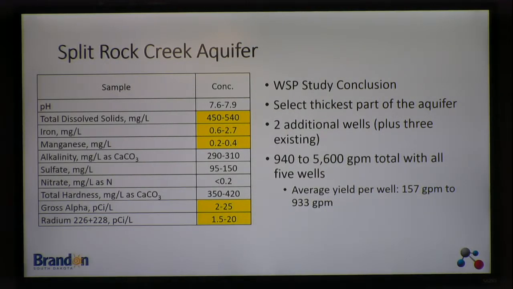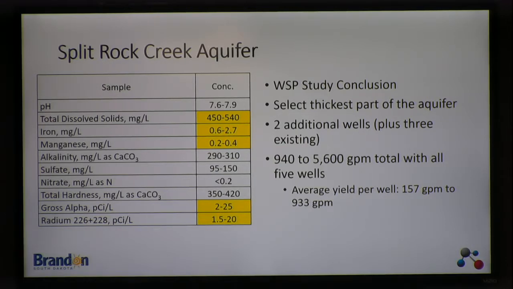Here's a summary of the water quality. Dissolved solids around 500. A little more iron than what you'd see in the Big Sioux, at least in the data that they provided. Manganese about in the same range. The hardness is in the 250 to 420 range, so about 400. But we also add radionuclide information because it's present in that aquifer, ranging between 2 and 25 picocuries per liter, depending upon the location. And radium-226 plus 228, the total of those two, is in the range of 1.5 to 20 picocuries per liter. That first figure was gross alpha, sorry.